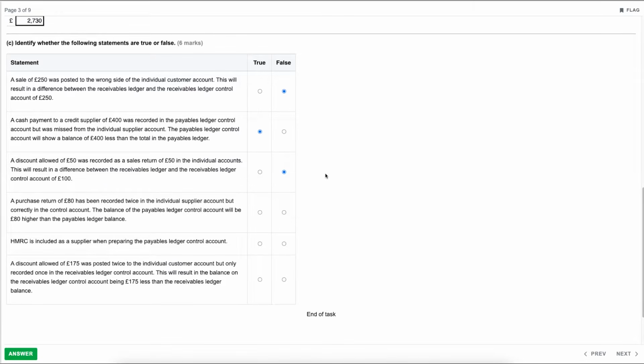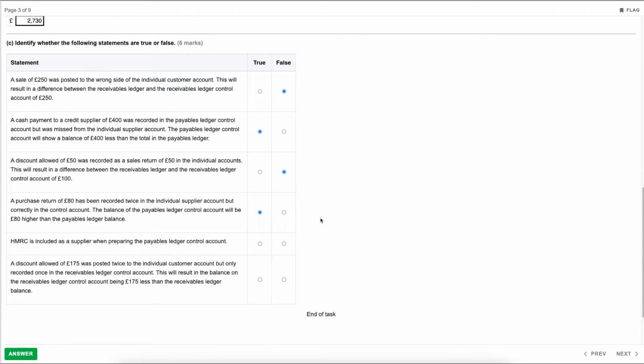The fourth one then, a purchase return of £80 has been recorded twice in the individual supplier account, but correctly in the control account. The balance on the payables ledger control account will be £80 higher than the payables ledger balance. So that would be absolutely true. If we think about a purchase return, that would lower the balance owed to that particular supplier. So if it was recorded twice, we've effectively lowered the balance on our payables ledger twice.